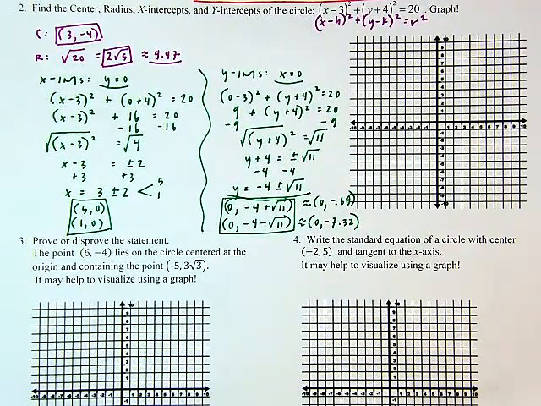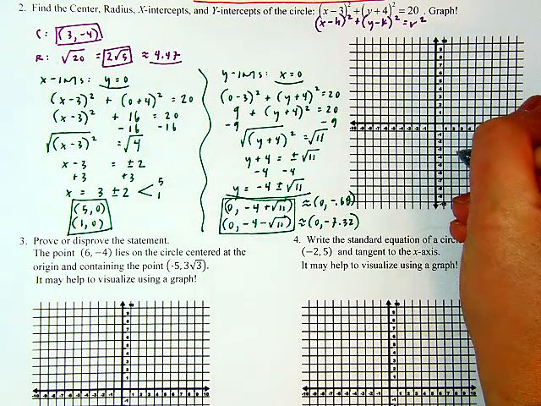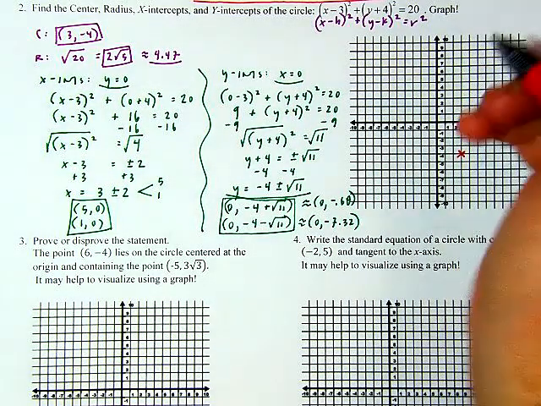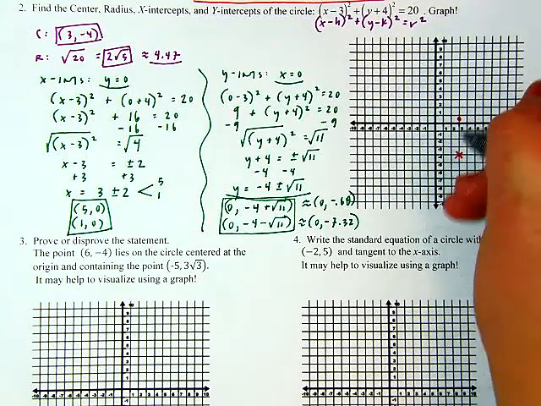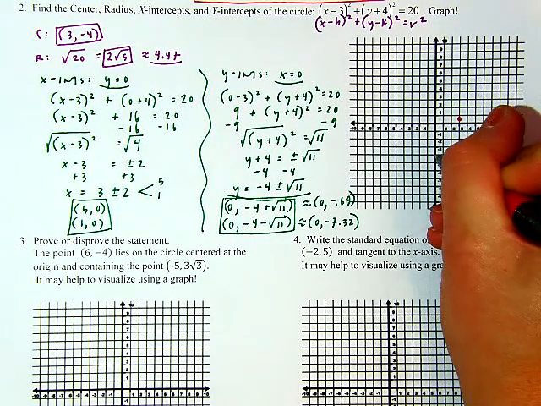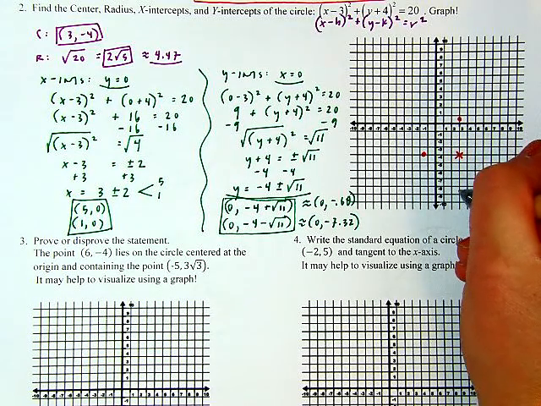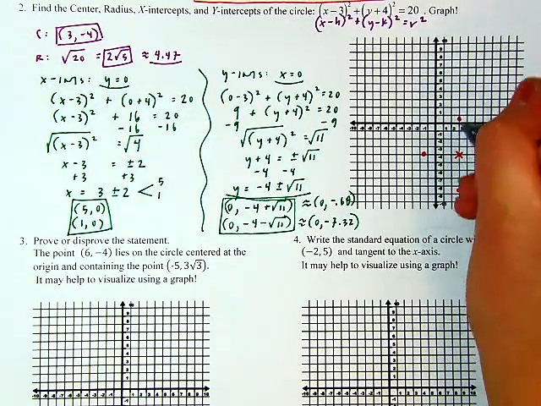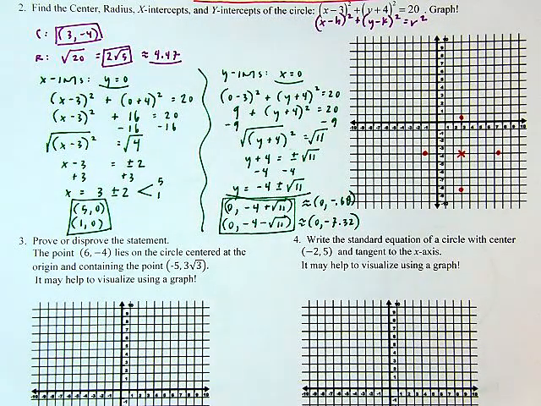All right, I usually start by plotting my center. X marks the spot, so 3, negative 4, right here. And then my radius is 4.47, so I'm going to go up about 4.5. I'm going to go left about 4.5. I'm going to go down 4.5, and right 4.5. Okay, so I've used my radius. I've gone up, down, left, and right.